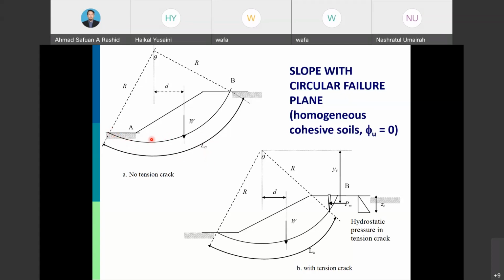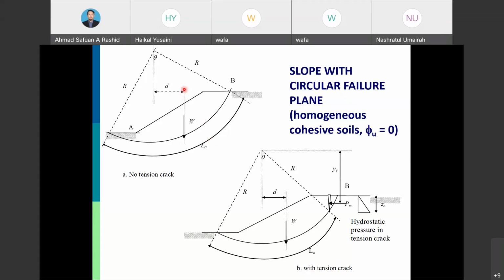So the C we should time with the LA and also time with the moment arm of R. Okay, so this is the moment arm of R. So C times LA, and then times the moment arm of R. Okay, so that is the resisting moment.